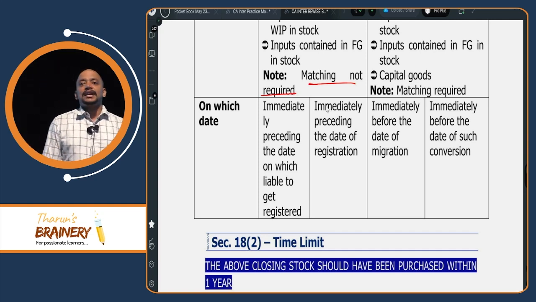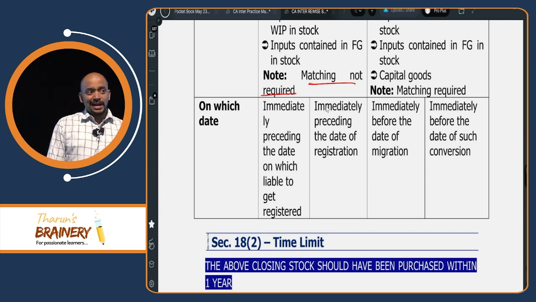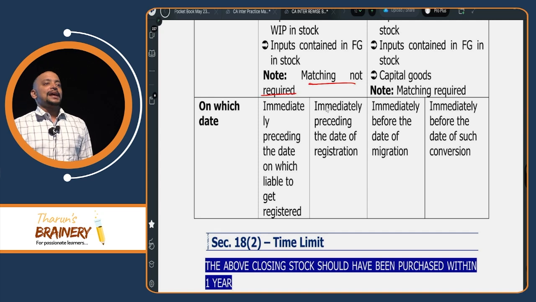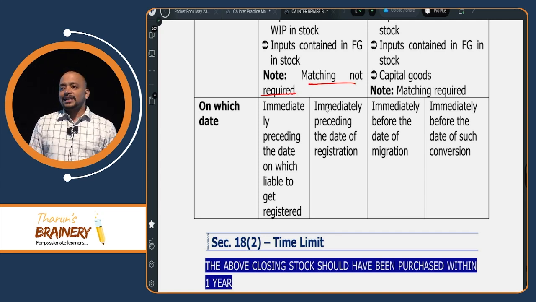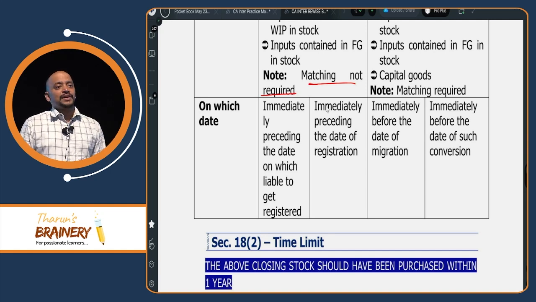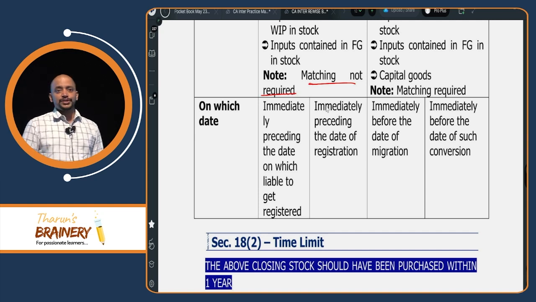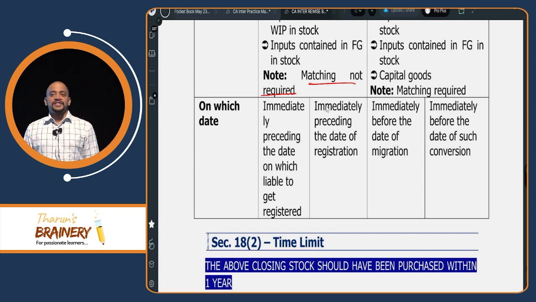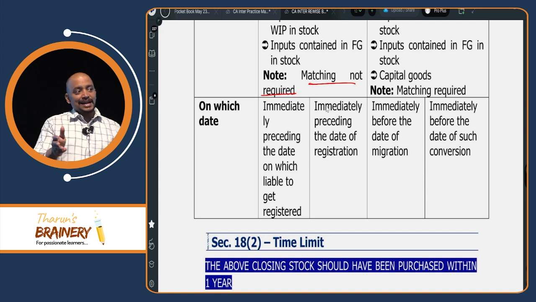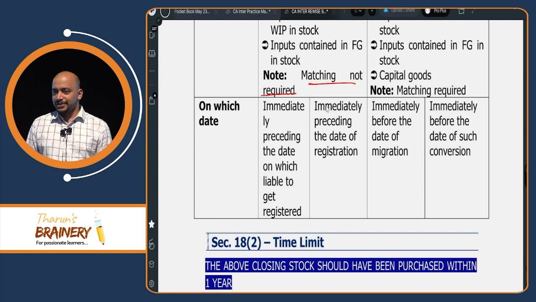What is the difference between 18(1)(a) and 18(1)(b)? 18(1)(a): liable to get registered and make application for registration within 30 days. 18(1)(b): voluntarily getting registered. In both, we will take ITC on the same, correct? Inputs held in stock, inputs in WIP, inputs in FG. Matching required or not required? Not required. Which date closing stock should be taken in case of 18(1)(a)? Before the date they are liable to get registered. In 18(1)(b), before the date they get the certificate of registration.